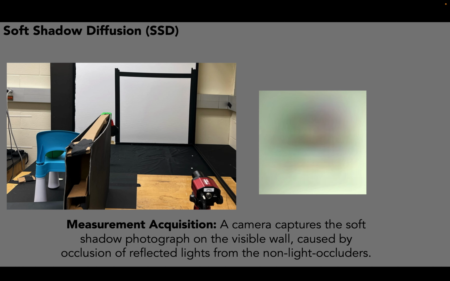A camera captures the soft shadow photograph on the visible wall, which is caused by occlusion of reflected light from the non-light occluders. We train a novel soft shadow diffusion model with simulated data. The model generalizes to real-world data without training with any real data.